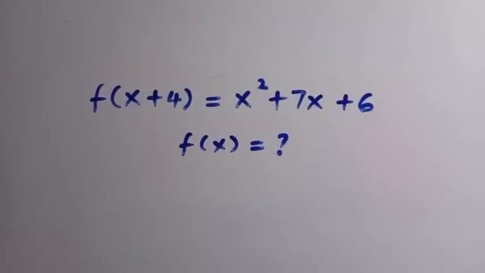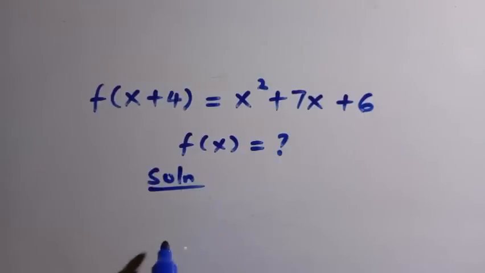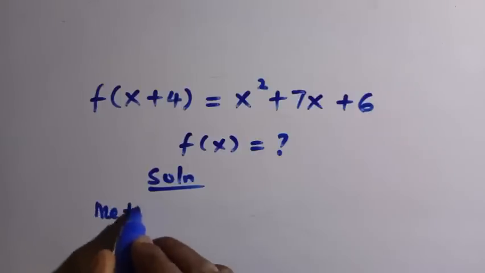How to solve these nice functional equations? We have f of x plus 4 equals x squared plus 7x plus 6. So to solve this, we consider the solution from here. Let's solve this using two different methods. So we have method 1.